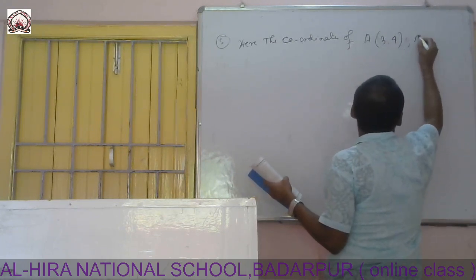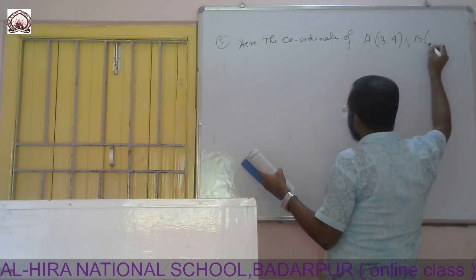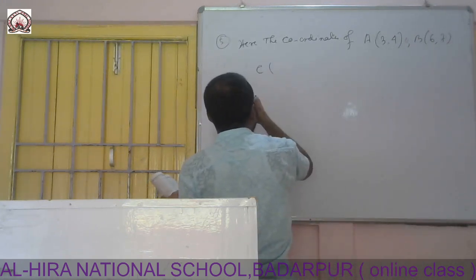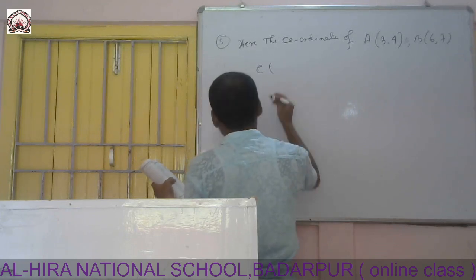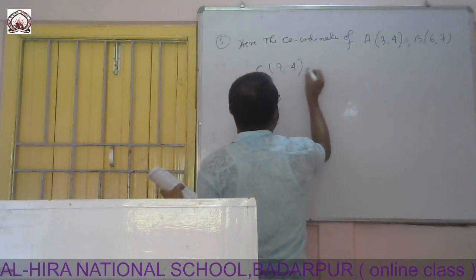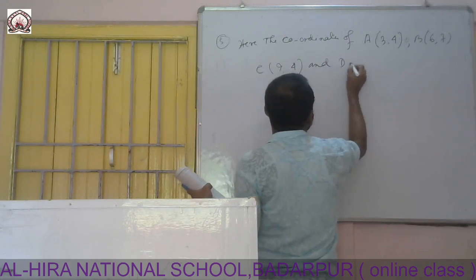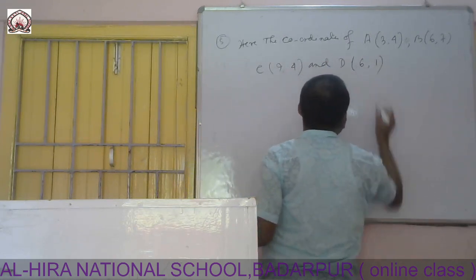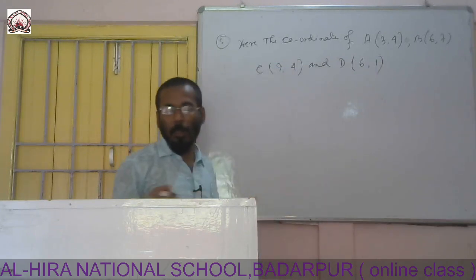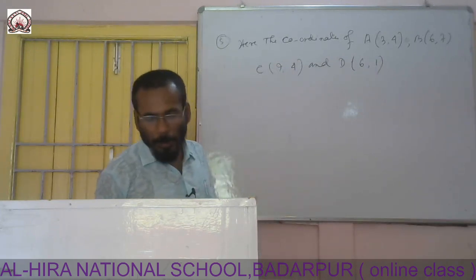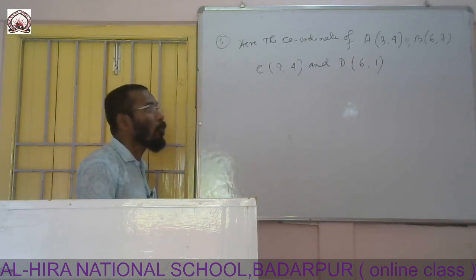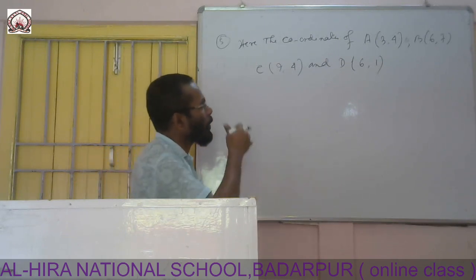B is 6, 7. C is 9, 4, and D is 6, 1. Now, Chameli disagrees and Champa says it is a square. So if it is a square, then there will be 4 sides. A square has 4 sides.